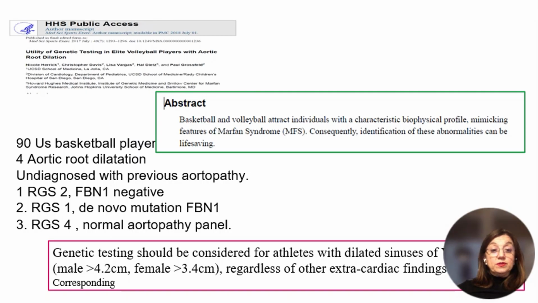Genetic testing was considered for the finding of aortic dilatation alone. And some patients were found to be carriers of a fibrillin 1 mutation, and as you know, that is a marker of Marfan syndrome. And other patients were diagnosed with other familial aortopathies.